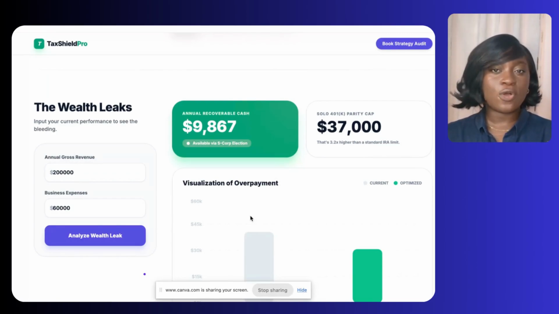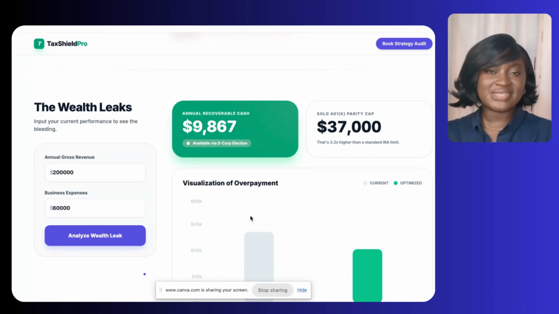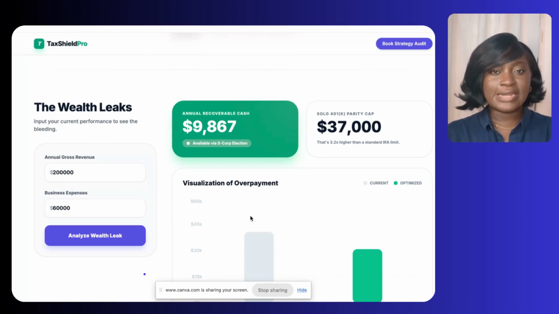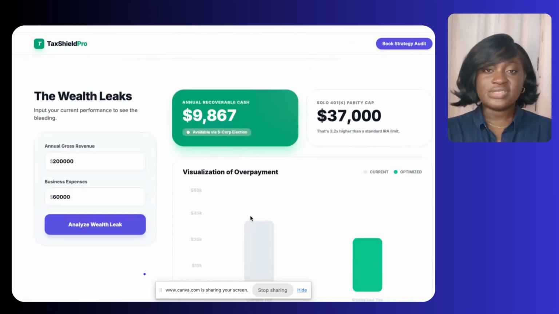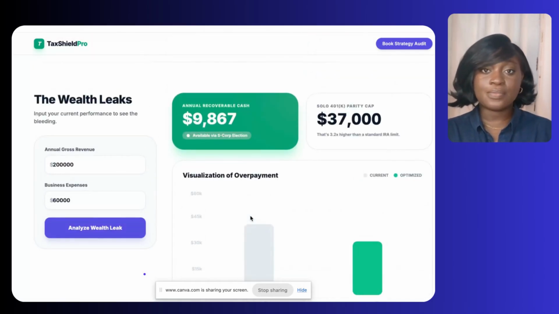One of the benefits of a calculator like this is that you're getting immediate value. You're getting immediate results. You don't have to wait until you attend a 20-minute class or webinar, or do an assignment, or read a book before you get value. Immediately you're seeing how much you could be recovering in cash. You're also seeing the parity cap for your solo 401k, and how it compares to that of someone else with a 9-to-5 who has a lower cap than you do.